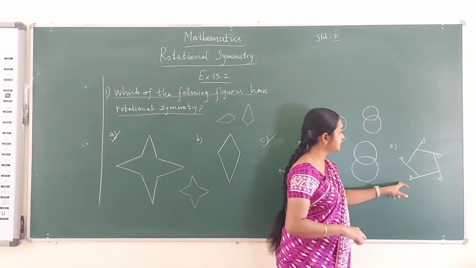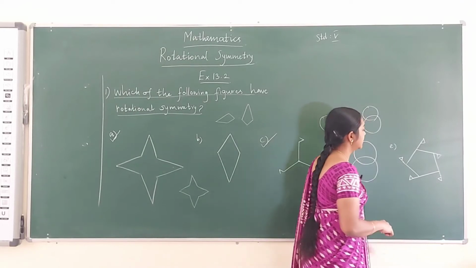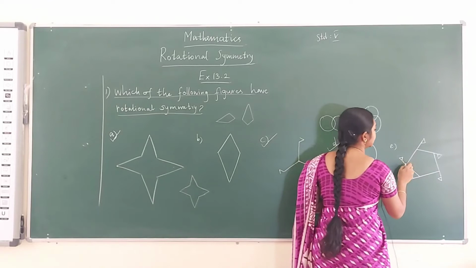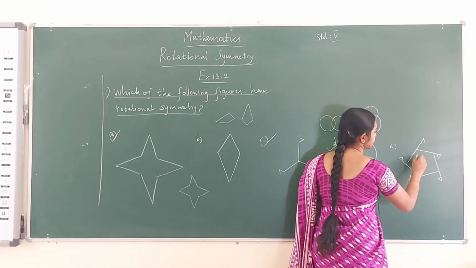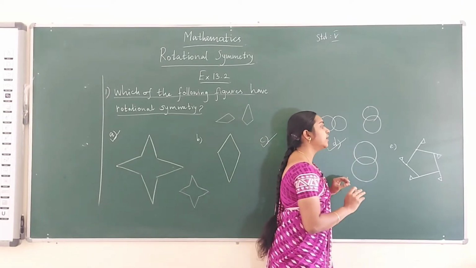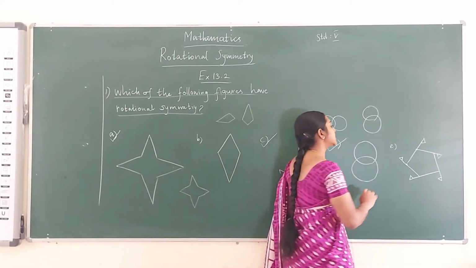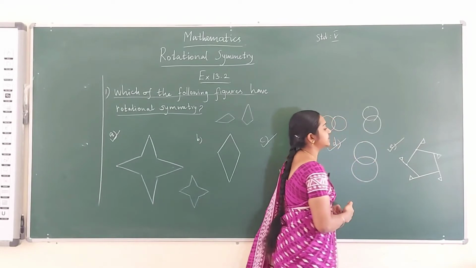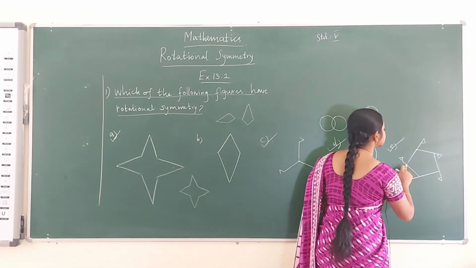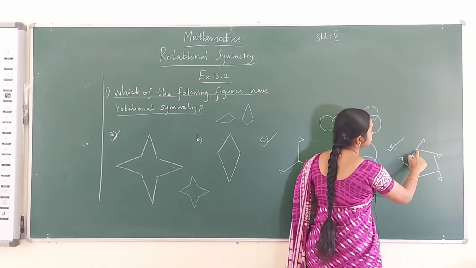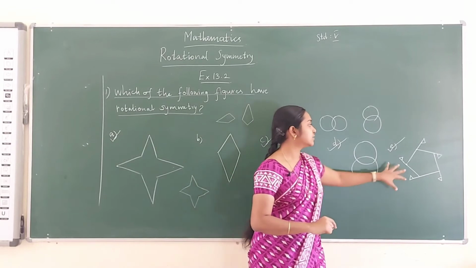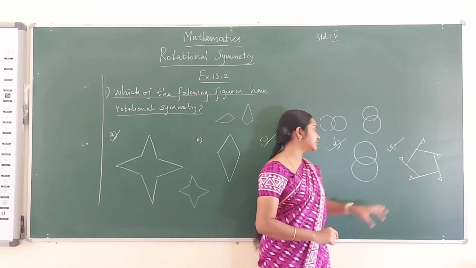Next here, this also will have rotational symmetry. While rotating, this point will reach here and it will look the same as the original image even after rotating. So this also will have rotational symmetry. Just imagine as if you are rotating this. If we rotate, this point will reach here, but the object will look the same as the original. So this has rotational symmetry.